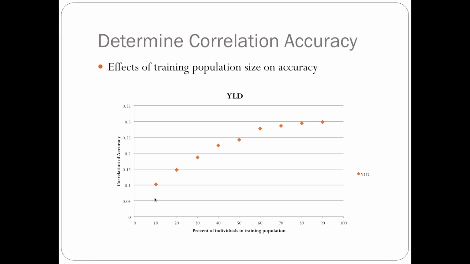So I just wanted to show here that the number of individuals put into the training set has a big influence on accuracy. So if you see here, with 10% of the individuals in the training population, the correlation accuracy is pretty low. But when 90% of the individuals are put into the training population, there's a lot more information to estimate the marker effects, so the correlation accuracy goes up. And this is seen in much of the literature on genomic selection.